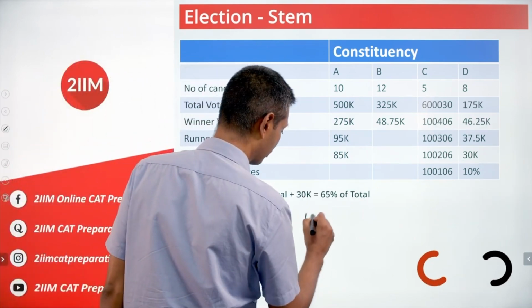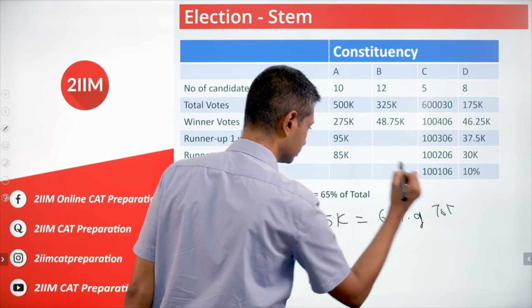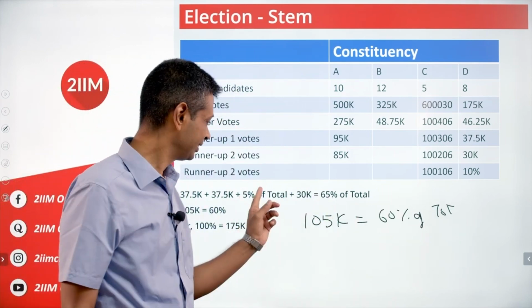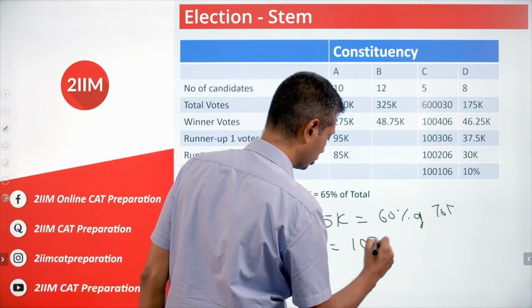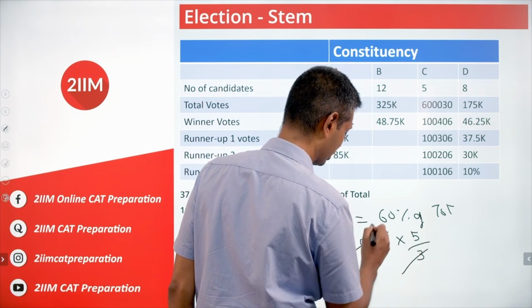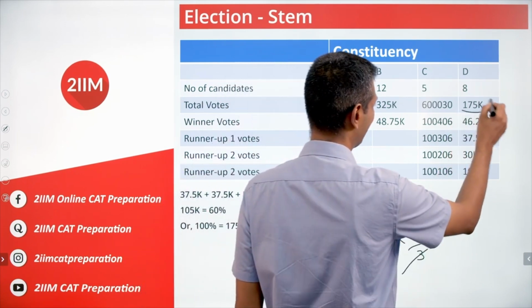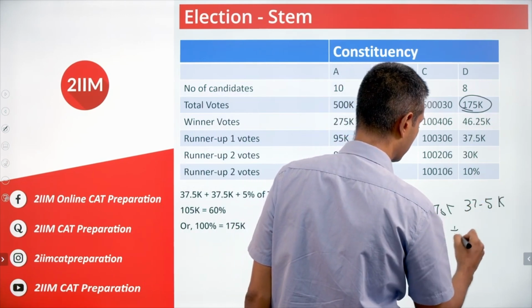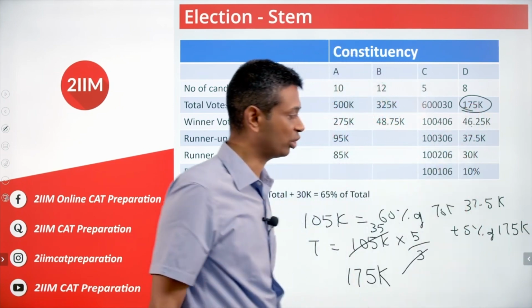105k is equal to 60% of total. 37.5 plus 37.5 plus 5% of total plus 30k is 65% of total. This 5% goes this side, becomes 60%. Or total is 105,000 into 100 by 60 or into 5 by 3 is 35. 35 into 5, 175k. The total is 175k. 5% of total is whatever it is. So 37.5k plus 5% of 175k is what the winner gets, which is 46.25k.